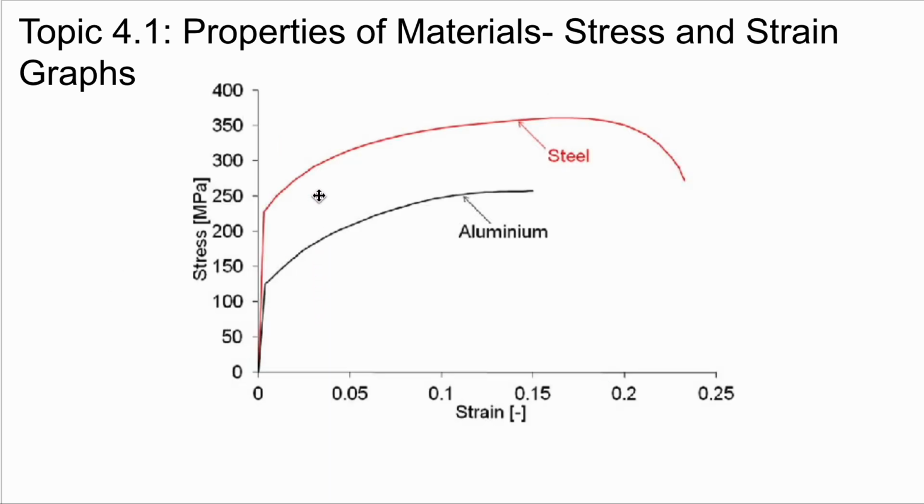So if we look at steel versus aluminum, you can see that steel has quite a steep line, so that it's going to be quite stiff, and then it's going to get to a point where it is now plastic. So it's plastic at this point. It doesn't have that much elasticity. Aluminum, it takes less stress in order for it to become plastic.